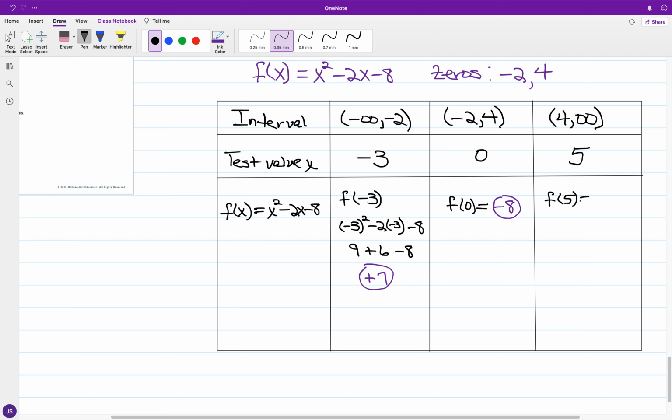And for f of 5, you have x squared, so this will be 5 to the second. We have -2 times 5. We have minus 8. Now 5 squared is 25. -2 times 5 is -10. Minus 8, and 15 minus 8, this will come out to a positive 7.